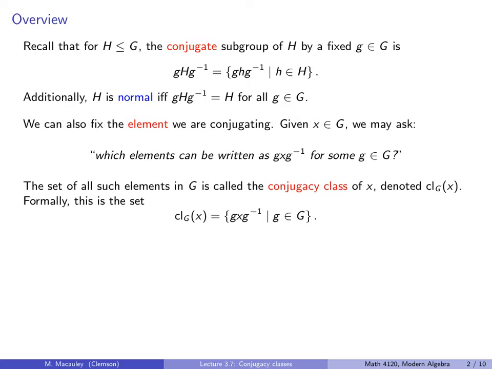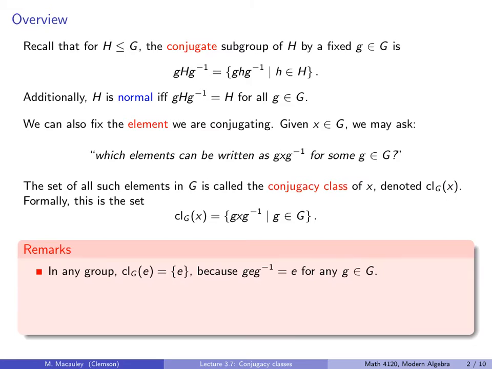Formally, this is the following set. The conjugacy class of x in G is the set of all products of the form gxg⁻¹, where little g ranges throughout our group. Here are some remarks. In any group, the conjugacy class of the identity is just the identity, because no matter what you conjugate the identity by, the g and the g⁻¹ will cancel, and you get back the identity.